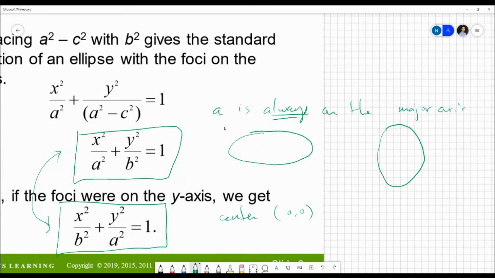So a is always larger than b. The larger number determines where the major axis is. For this example, x squared over a squared, that means my major axis runs along the x-axis, and for this one, the major axis runs along the y-axis, because that's where my foci are going to be. Same thing here. So again, a is always larger than b.